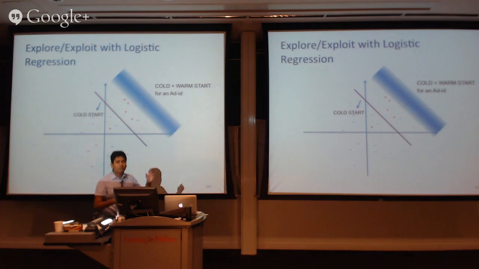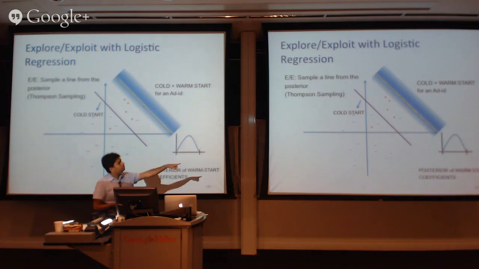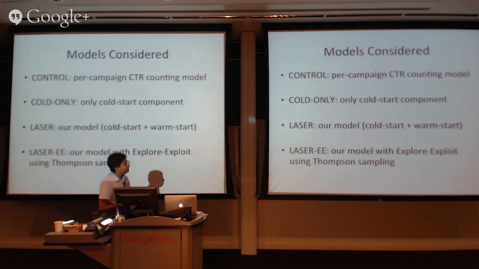On the warm start component, the estimates have much higher variance, because the ads might be very new. You had only 5 clicks on the ad, so you didn't learn the warm start parameter for that ad very well. Because the posterior is not peaked but spread out, you want to do some explore exploit there. So there we do Thompson sampling, because this is a very easy heuristic to implement in practice. You draw a sample from the posterior of the warm start component, and that's how it is done.